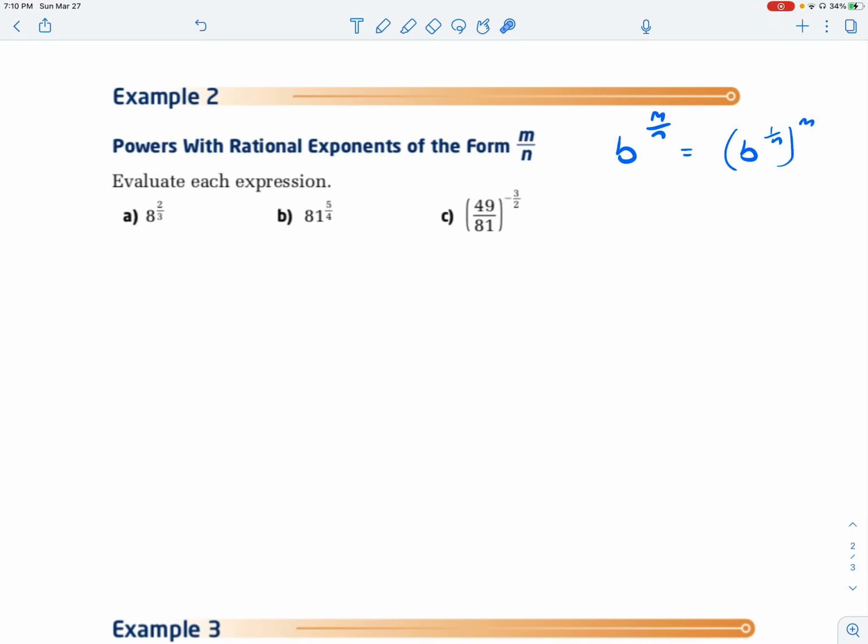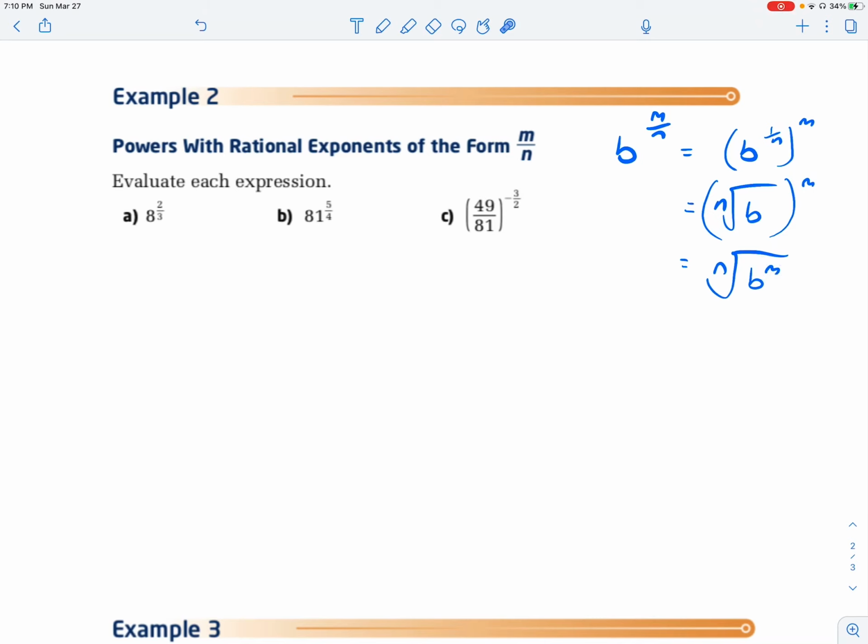The reason I'm doing that is because in the last video, we learned how to handle b to the 1 over n. We said that's the nth root of b. And remember, all of that is raised to the exponent m. We can leave this in this form, or we can write it as the nth root of b to the m, with the exponent on the inside. Both of these are okay. That exponent m could be on the outside or the inside.